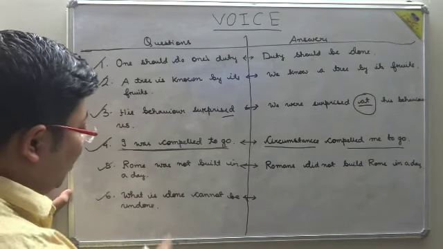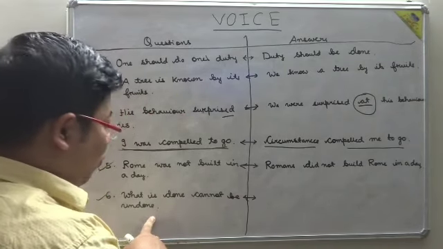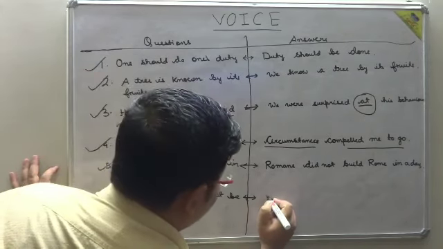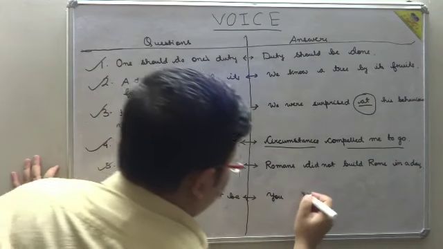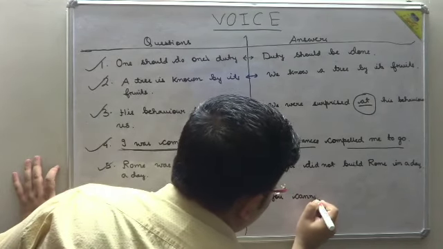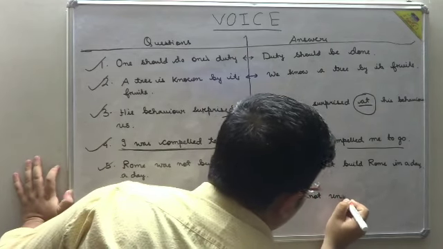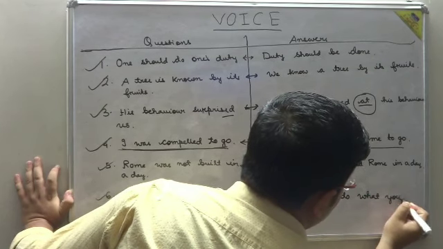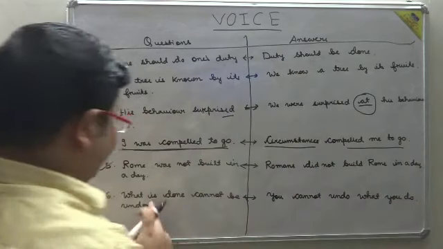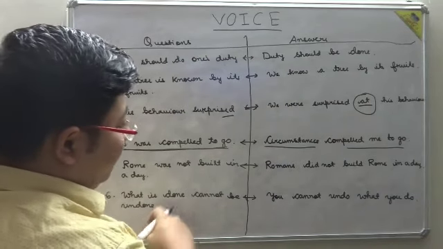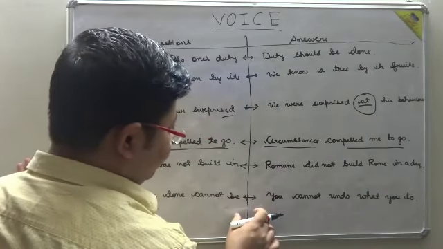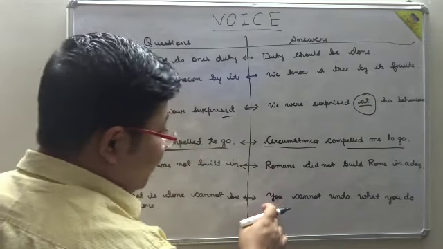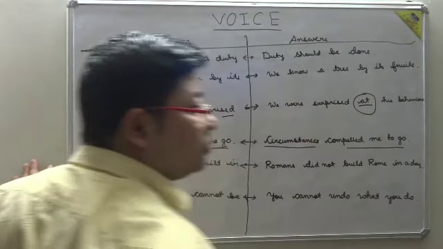Or sixth one, see, what is done cannot be undone. I'll write it as you cannot undo what you do. I'll change the voice and use you as a subject. You cannot undo what you do.